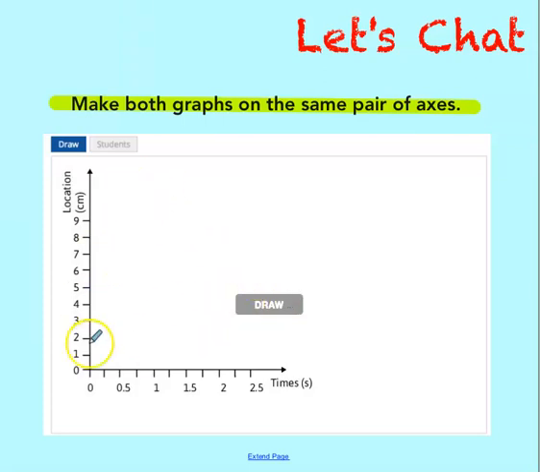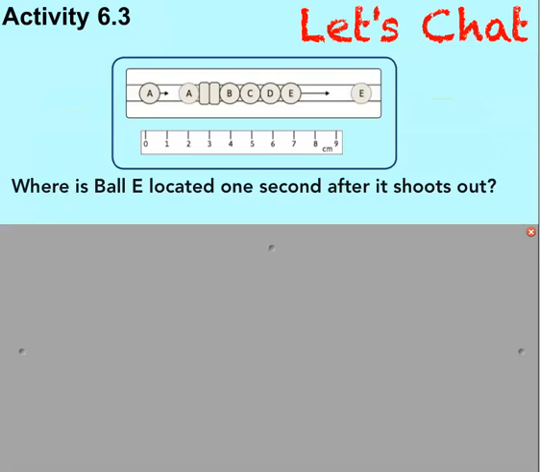Now there's only one graph, so you're going to put both ball A and ball E on the same graph. So one of the things that you'll see right above the graph, it says, where is ball E located 1 second after it shoots out? And that's one of those things. There's no space for you to write anything.